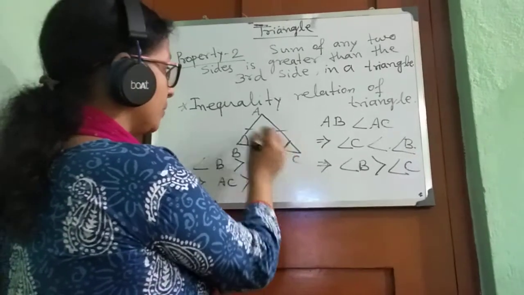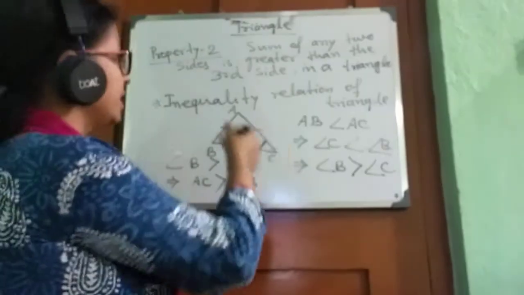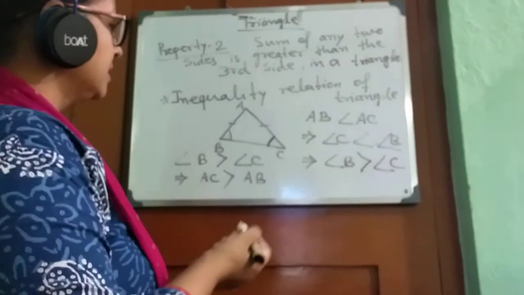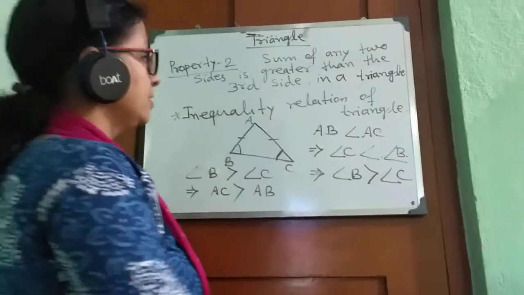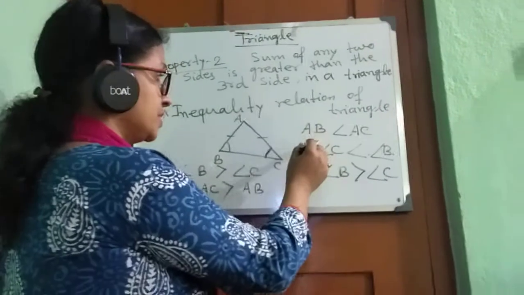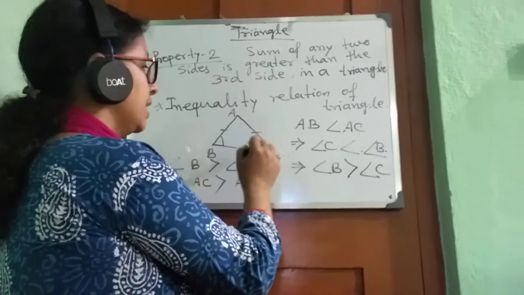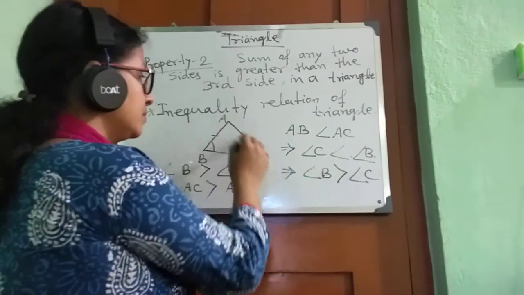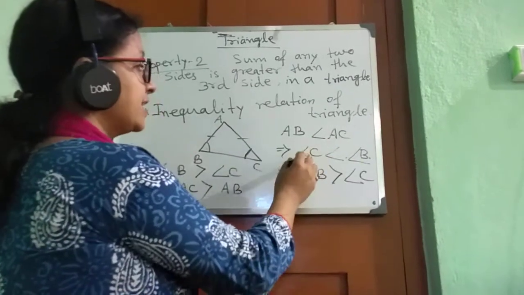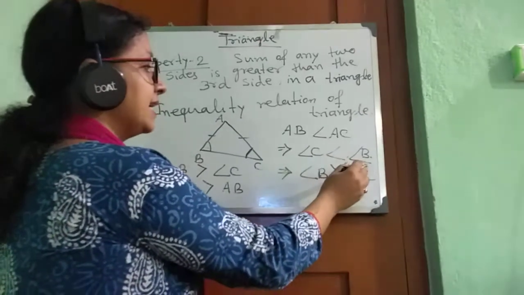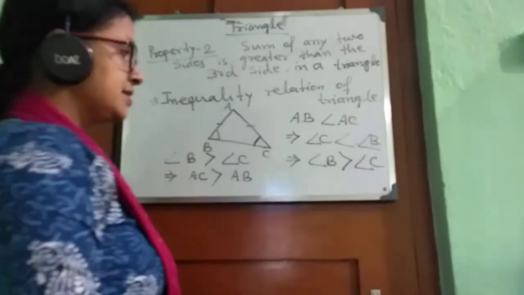The opposite side of the other angle is AB, and AB will be smaller. So what is the inequality relation of a triangle? If any two sides are unequal, then the opposite angle of the smaller side will be smaller and the opposite angle of the greater side will be greater. That's why I have written angle C is less than angle B. Oppositely, we can write angle B is greater than angle C.